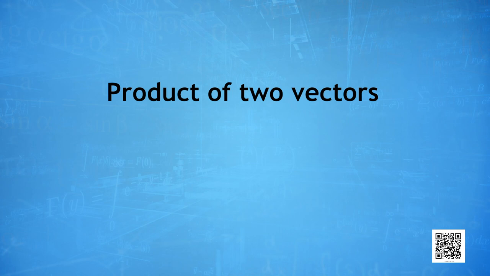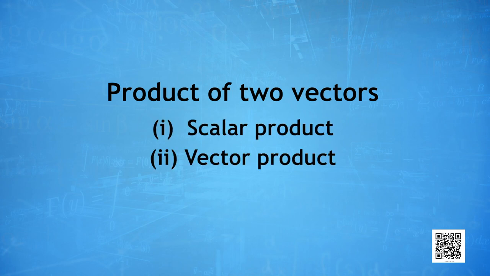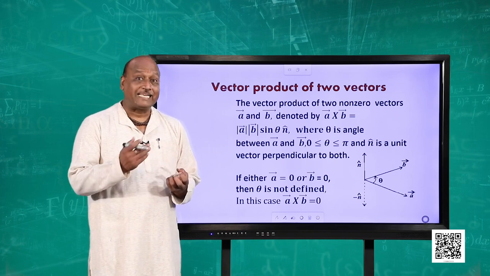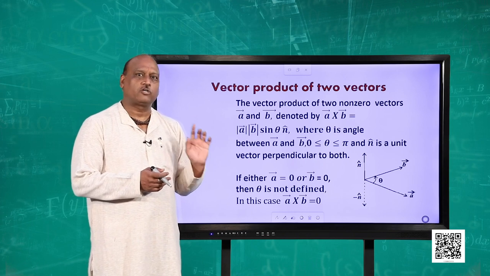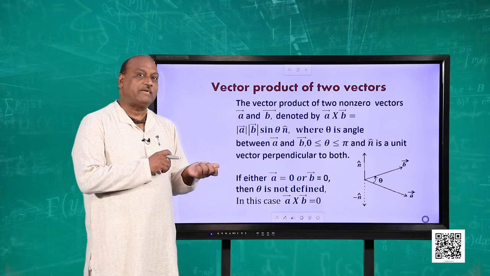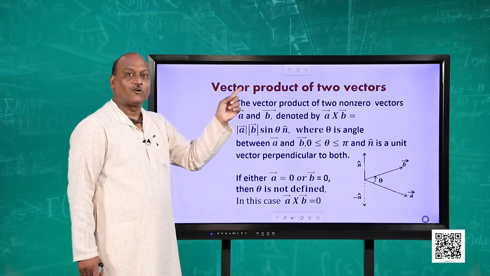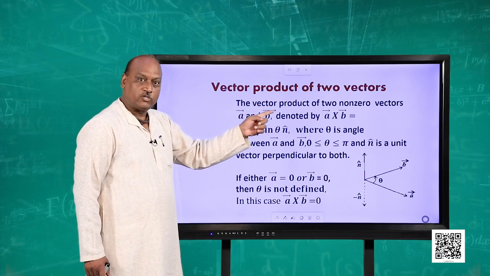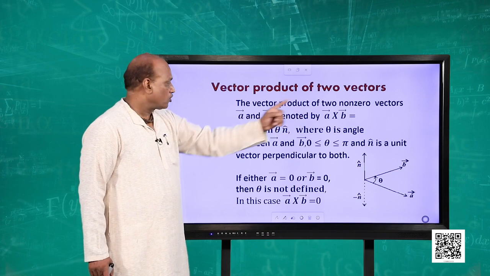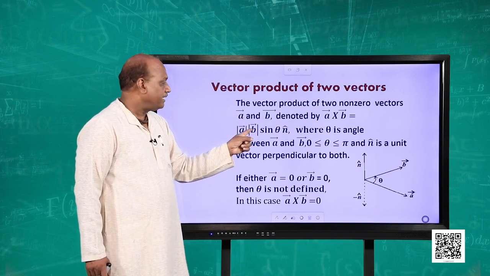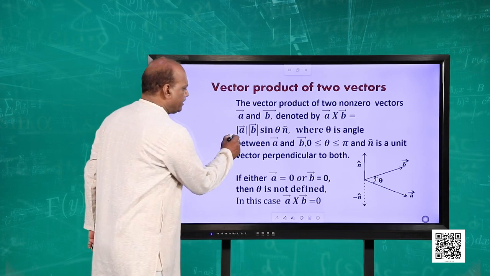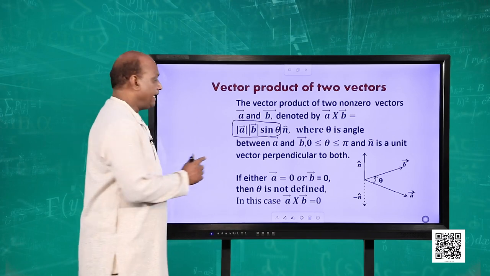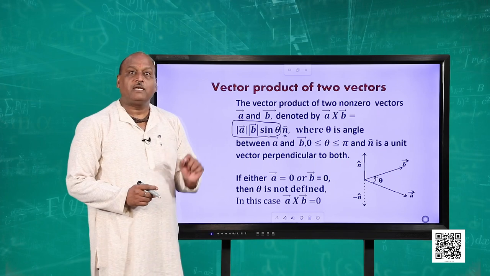Next one is product of two vectors, scalar product and vector product. If after the product we have only magnitude, not direction, then the product is called scalar or dot product. But if we have direction with magnitude, then the product is called vector product or cross product. The vector product of two non-zero vectors A and B, denoted by A cross B, equals magnitude of A into magnitude of B sin theta n cap. Here magnitude of A, magnitude of B and sin theta are magnitudes, and n cap is a normal unit vector.